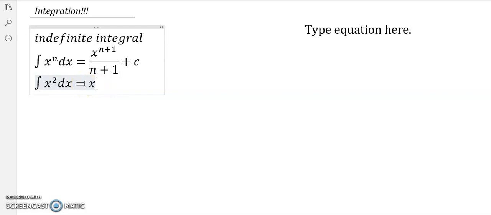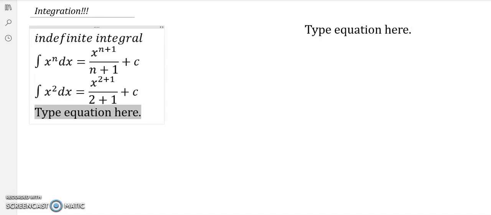We got x to the power 2 plus 1 all divided by the exponent 2 plus 1 plus the constant c. However, this could be written as x to the power 3 all divided by 3 plus c.